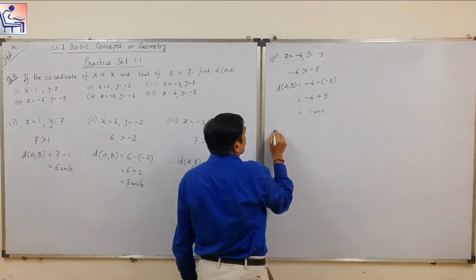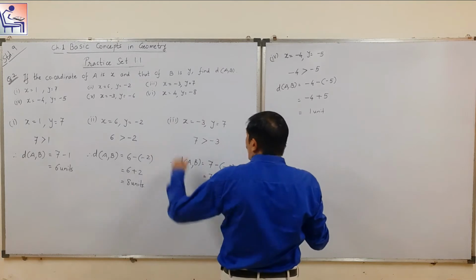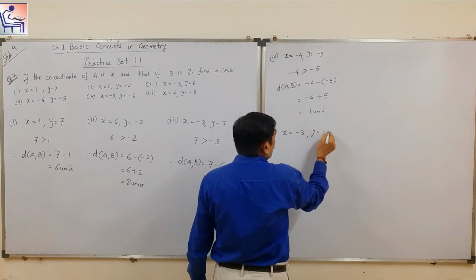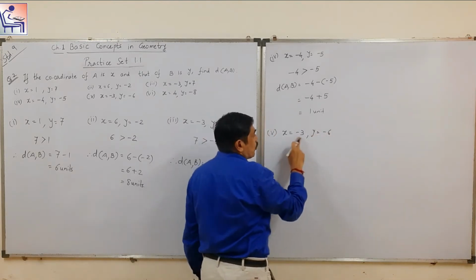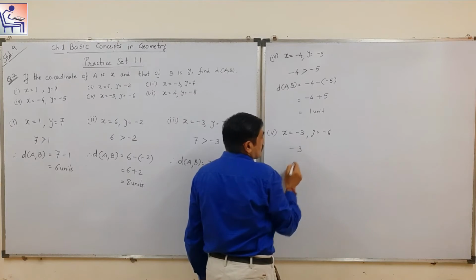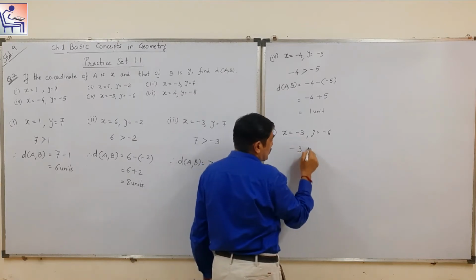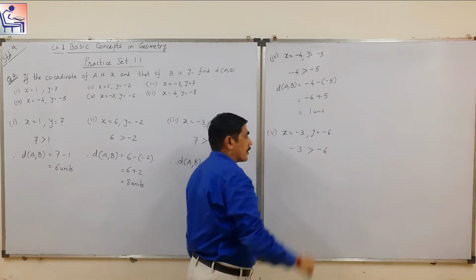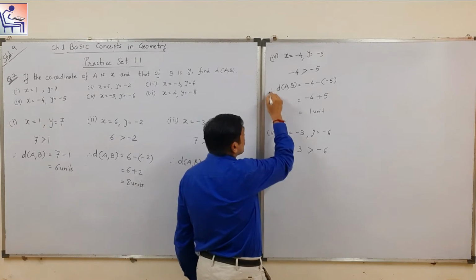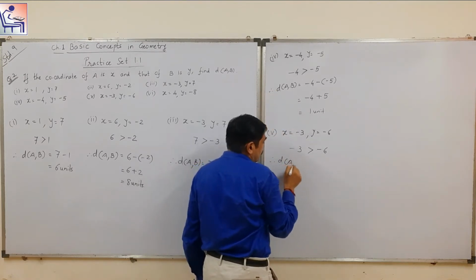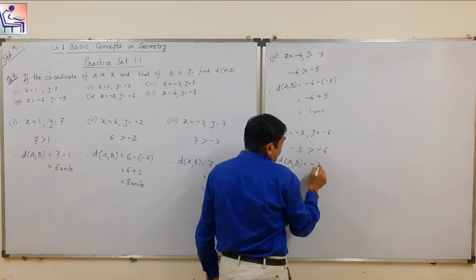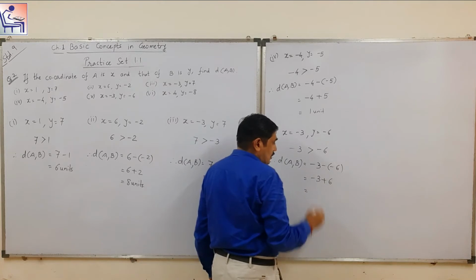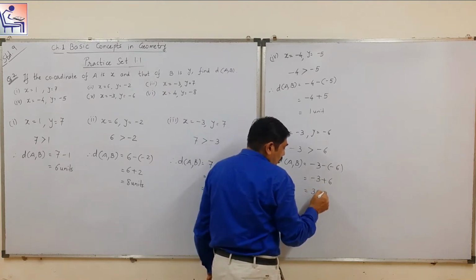Now question number 5. X is equal to minus 3 and y is equal to minus 6. Once again both are negative. The number which is smaller in negative numbers is greater. So here minus 3 is greater than minus 6. So here distance AB is equal to minus 3 minus minus 6. So minus 3 plus 6 is equal to 3 units.